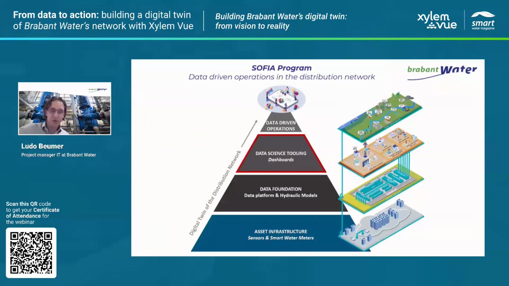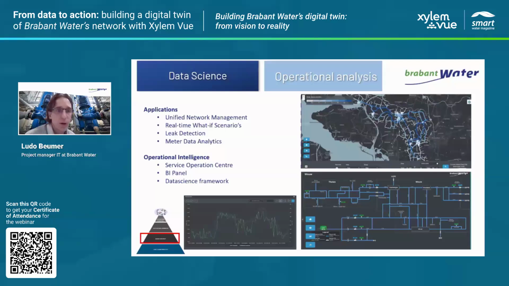Well, now we have the assets, we have the data from the assets, static and dynamic. So then we go to the third level of the pyramid, the data science tooling on top of that. There are some really nice modules within Xylem Vue. One of them is unified network management. This is used by our control room to see pressure drops, changes in the flow, and they can act on leakages in the network based on the dashboards they have made in the unified network management.